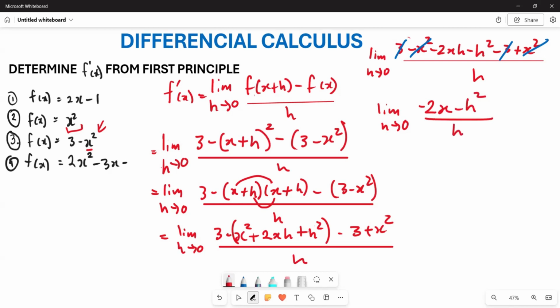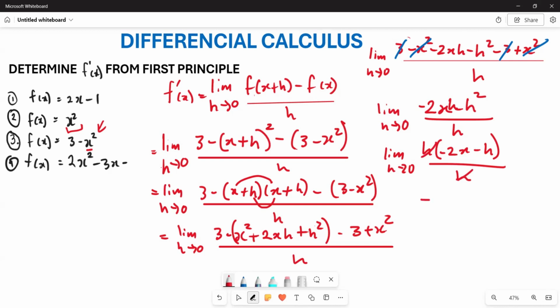Now you are going to take out the h. This is negative 2xh, right? So which means what is it that you're going to do? You can take out your h as a common factor, which means this is going to be the same as h open bracket negative 2x minus h over h. And what is this going to be? Now, your h and your h are going to cancel each other, right? So which means now you're going to be left with what?